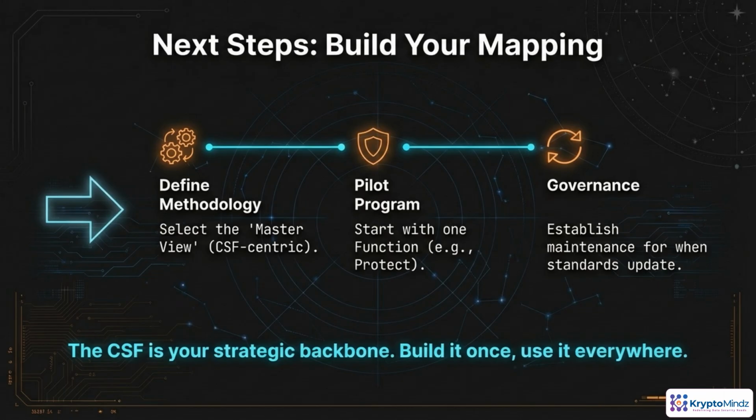To turn CSF 2.0 into something you actually use, think in 3 moves. First, define a clear mapping methodology. Decide that CSF outcomes are your master view, then map ISO, CIS, or regulatory controls into that, not the other way around. Second, run a pilot. Pick one function, like protect, and build the mapping just for that scope. Validate it with real evidence and real workflows. Third, formalize governance. Define owners, update cycles, and change control so your CSF mapping stays accurate as standards and your environment evolve.